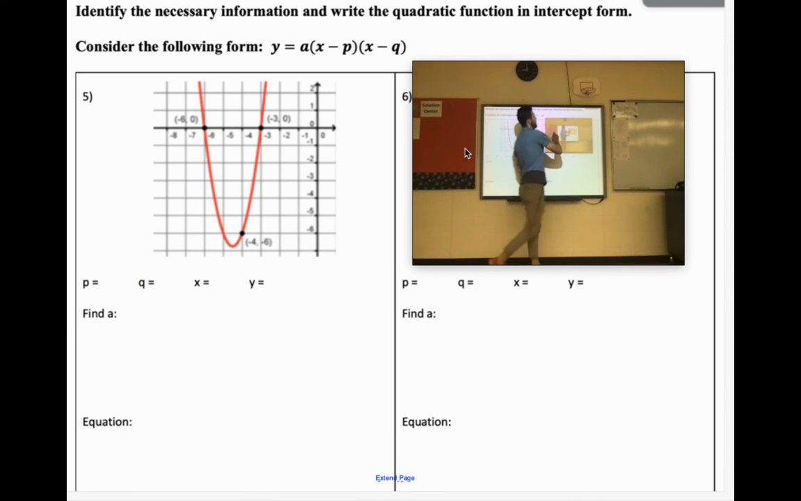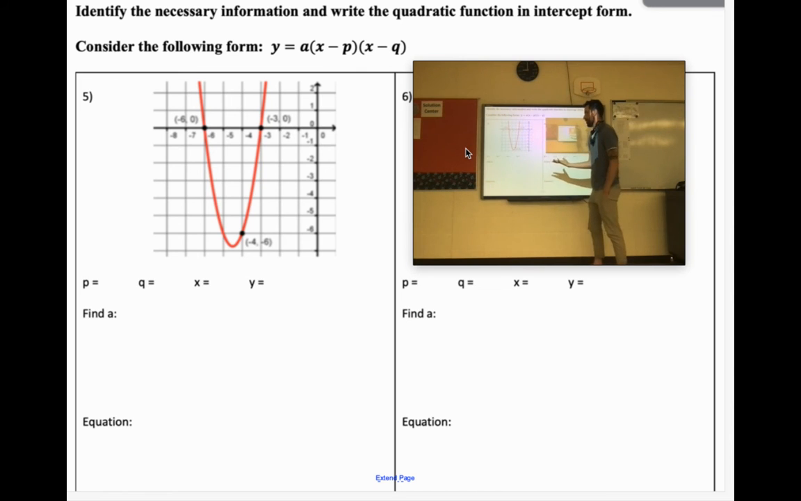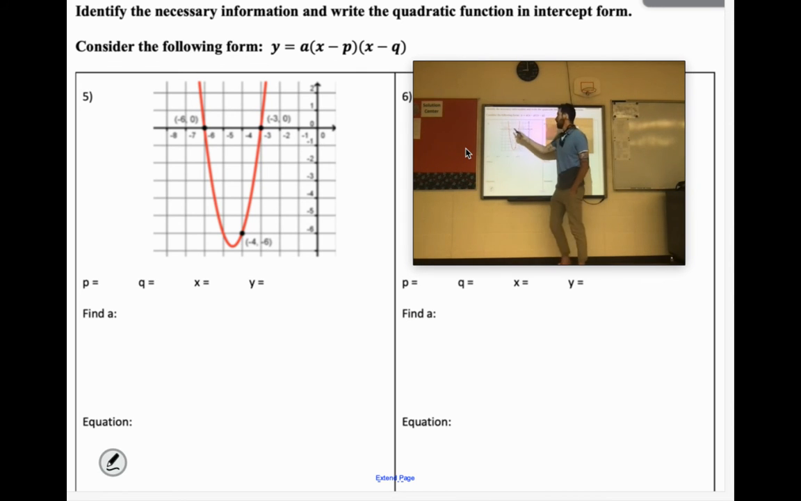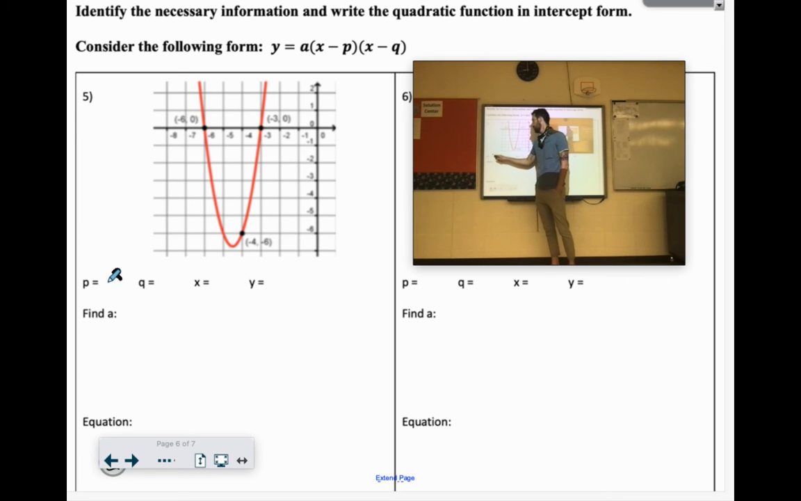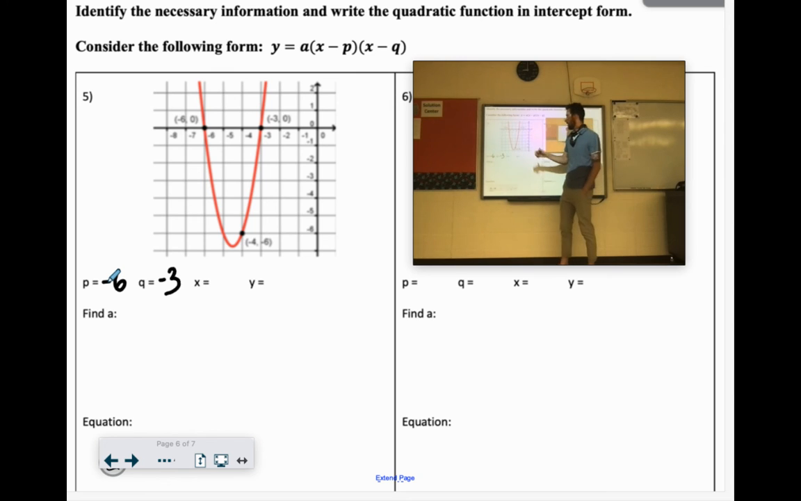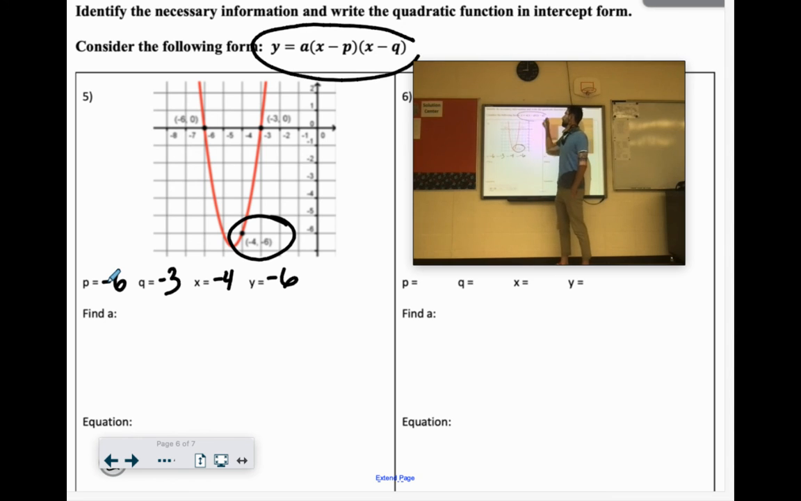Okay, so we're going to try to create the equation out of the graph on this one. So look at the intercepts. It intercepts at negative 6 and negative 3. So those will be our P and Q. Now, to find A, we're actually going to use the other coordinate they give us. They give us this coordinate, (-4, -6). So the x out of that would be negative 4. The y would be negative 6. So let's chuck this into our intercept equation.